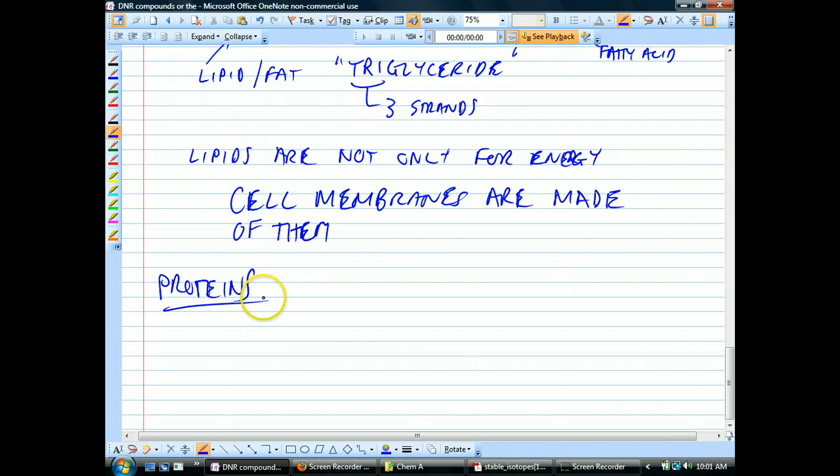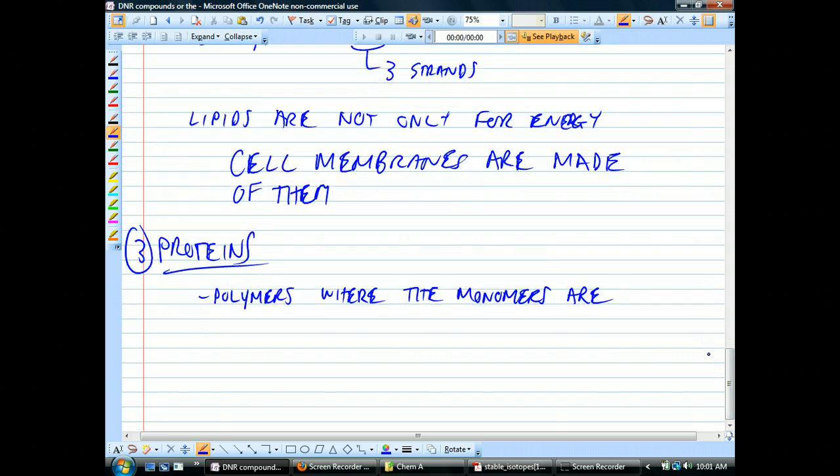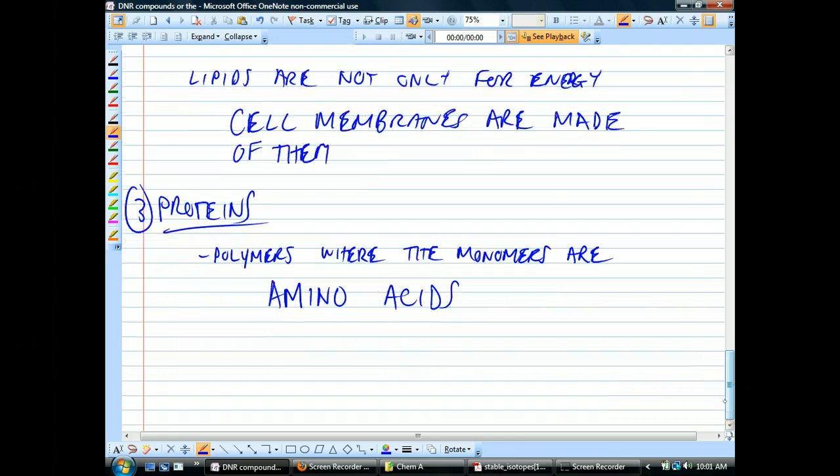Proteins, they are polymers. Yep, this is the third one, sorry. They're polymers where the monomers are called what? Who knows? Who read the book yesterday? Amino acids, okay? Now in the human body there are a set of 20 amino acids that are essential to build all the proteins in your body.